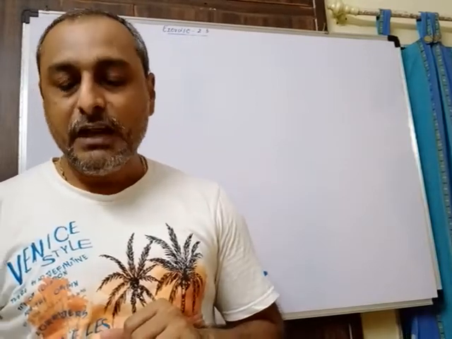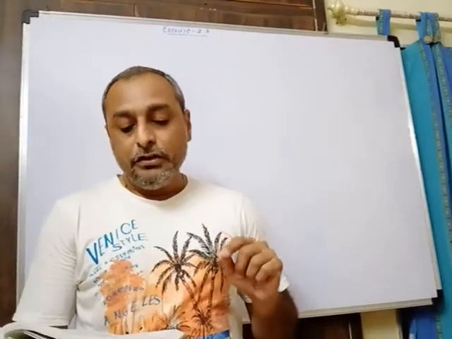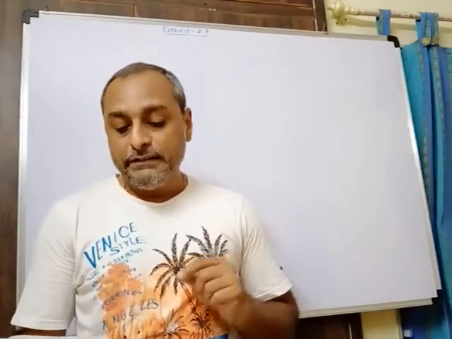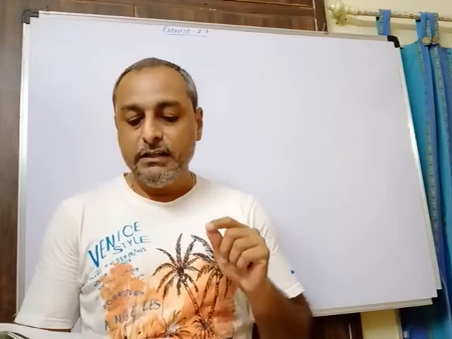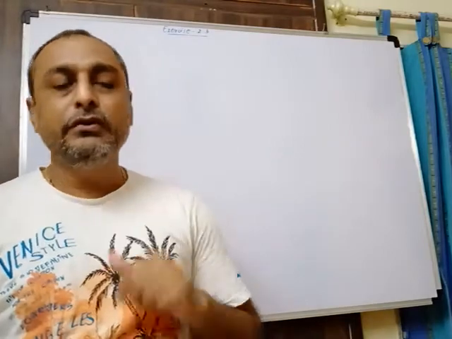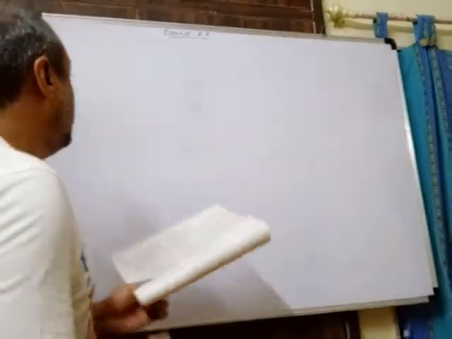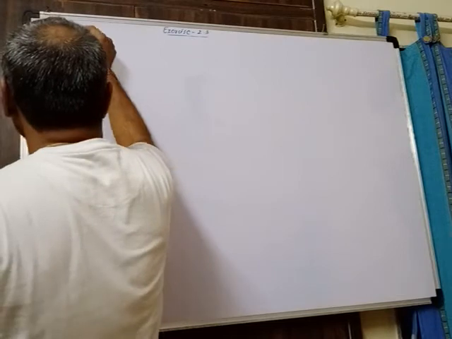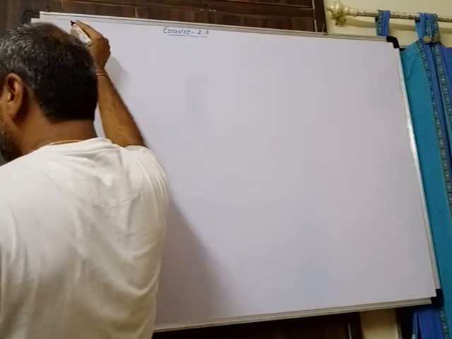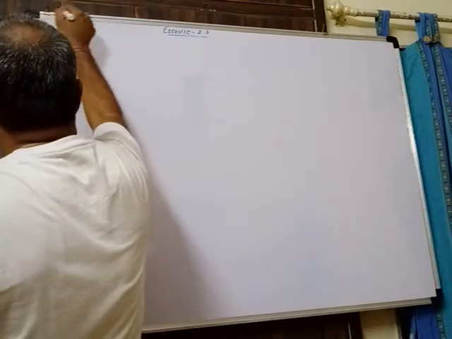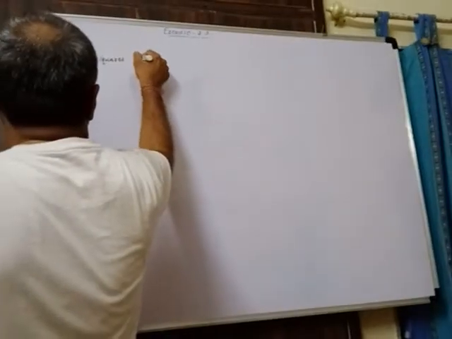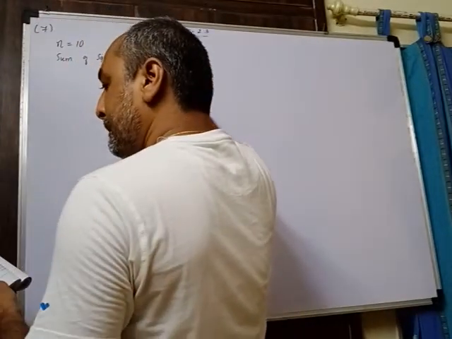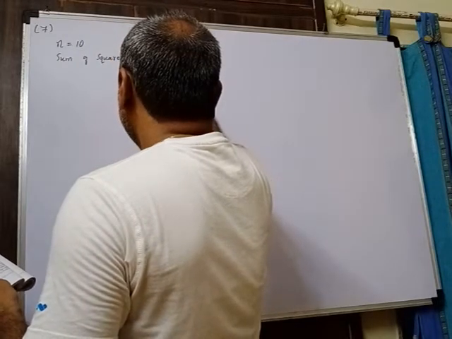The question number 7 I am reading now. 10 contestants are ranked in a beauty contest by two judges, and the sum of squares of differences in their ranks is found to be 214. See, the sentence is given over here. First of all, there are 10 contestants, so n is equal to 10. This is your question number 7. N is equal to 10. And what is the sentence given? Sum of squares of the ranks.